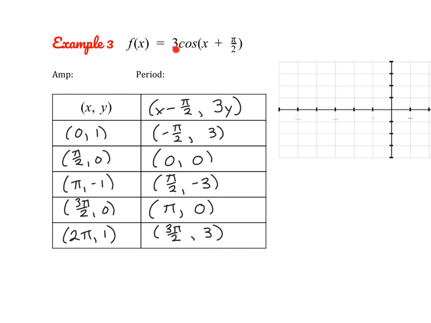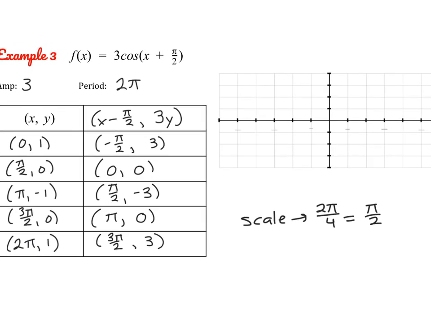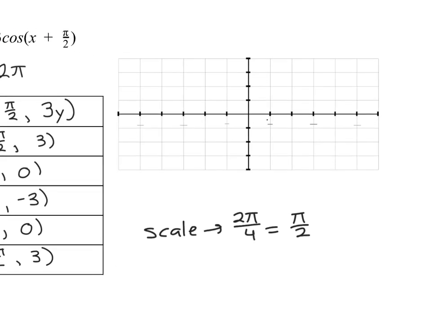So for our amplitude, remember our amplitude is going to be this a value, which is 3. And then our period, I don't see any horizontal stretch or shrink, so our period is going to remain 2 pi, just like the parent function. So let's set up our graph. The scale of our graph, we're going to take the period and split it up into 4 parts. So we're going to be counting by pi over 2 just to make our life a little bit easier. So each tick mark is pi over 2.